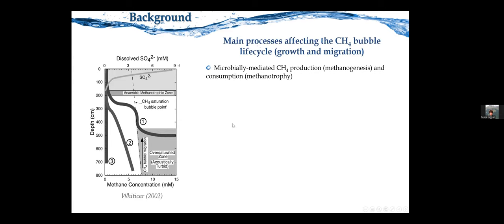The first two processes are microbially mediated methane production, methanogenesis, and consumption, methanotrophy. For instance, here the methanogenesis takes place somewhere here, and methanotrophy here, below the sediment-water interface. Those are biogeochemical processes. Then there is the phase transition between gaseous and aqueous phases. For instance, if you look at this curve, in this region the dissolved methane concentrations exceed the solubility concentrations.